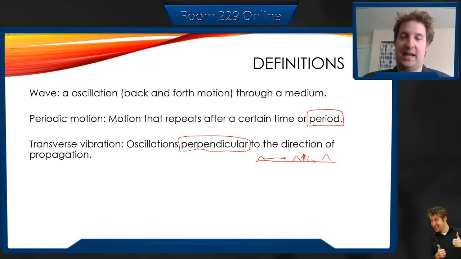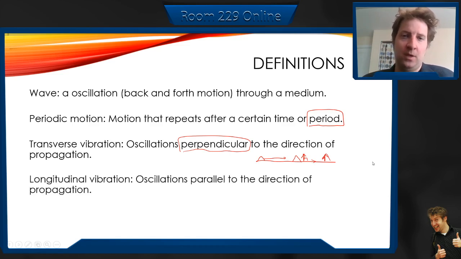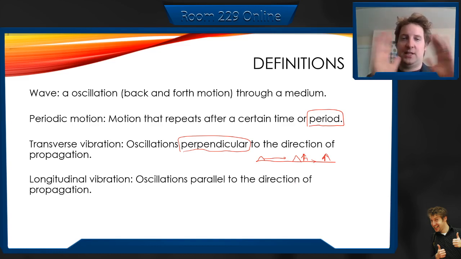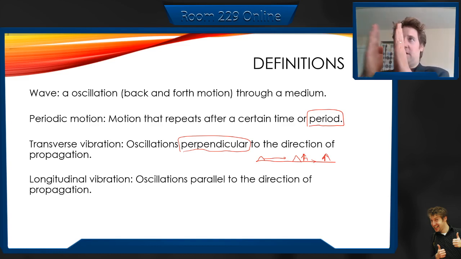So the disturbance is perpendicular to the propagation of the wave, as opposed to the next one, which is longitudinal, where the oscillations or displacements are in the same direction. In sound, for example, we have compression, and sound is just air. All our air molecules are compressing and stretching. So our wave is traveling like this.